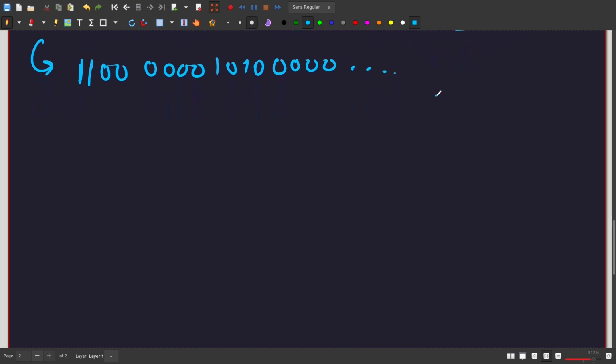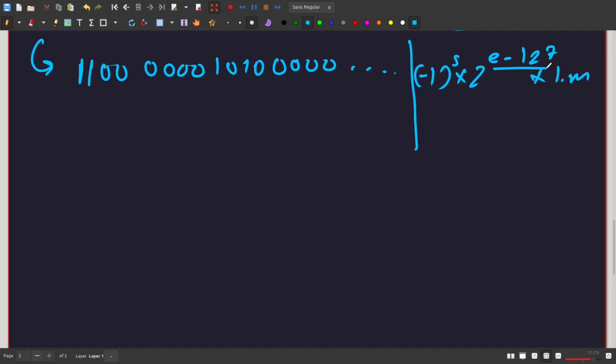Now then, I'll write the normalized form once again. Let me get a bit more space here actually. So you have minus 1 power s multiplied with, what was the equation again? I think it was 2 power e minus 127 times 1.m, right? I guess I could go ahead and explain this e minus 127 part, but I don't see the point of it, so I'll just sort of visually show it.